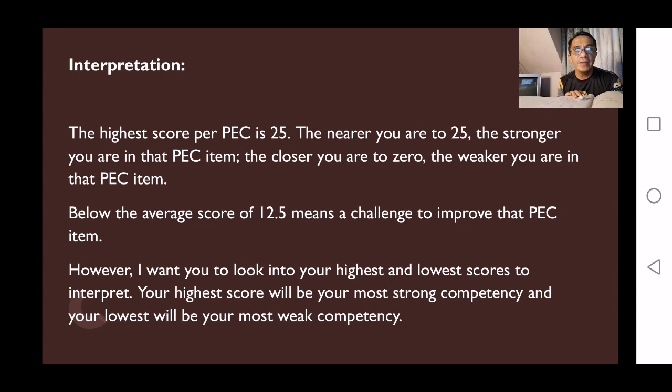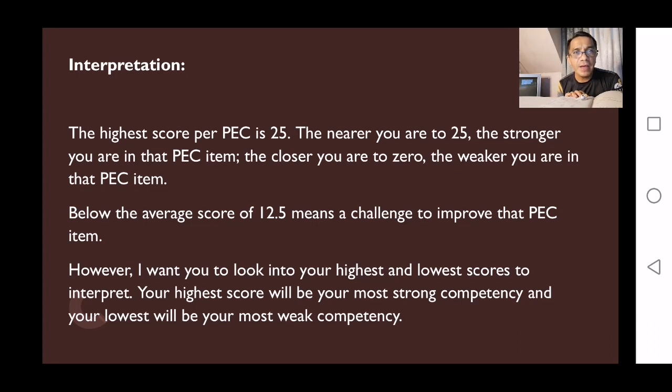Interpretation. The highest score per PEC is 25. The nearer you are to 25, the stronger you are in that PEC item. So, di ba yung 10 PEC? So, halimbawa, yung third PEC, ang score mo, 23. So, 23 is close to 25. So, it means okay ka dun sa item na yon. Now, the closer you are to 0, the weaker you are in that PEC item.